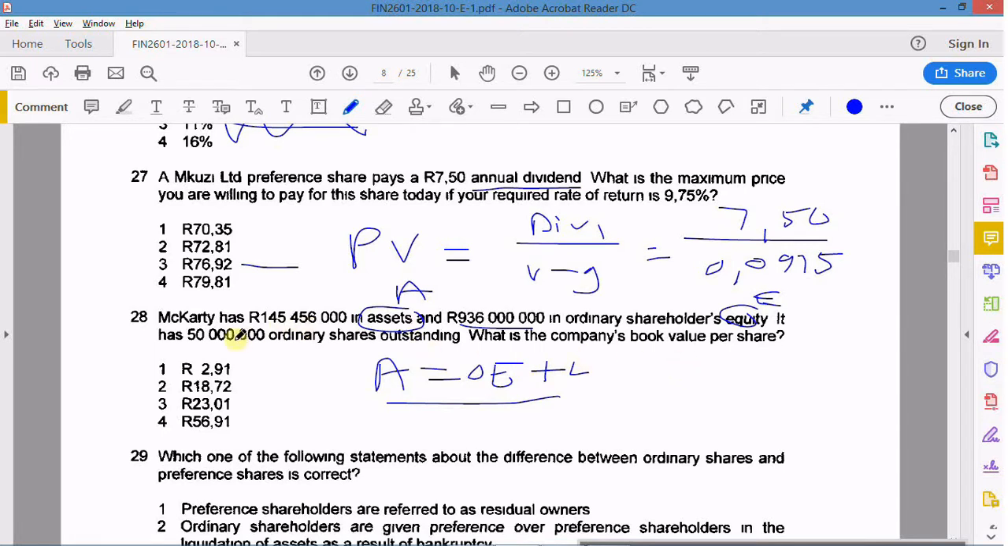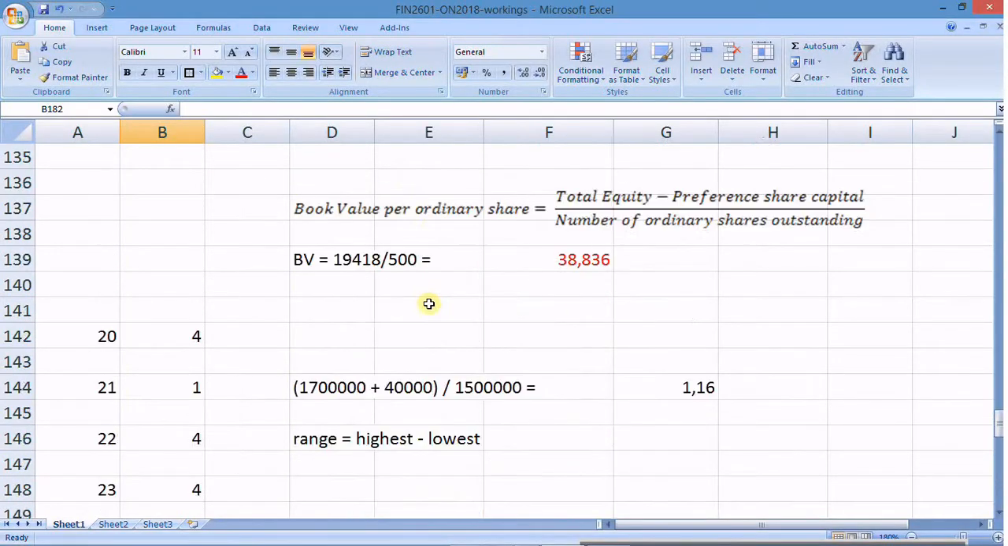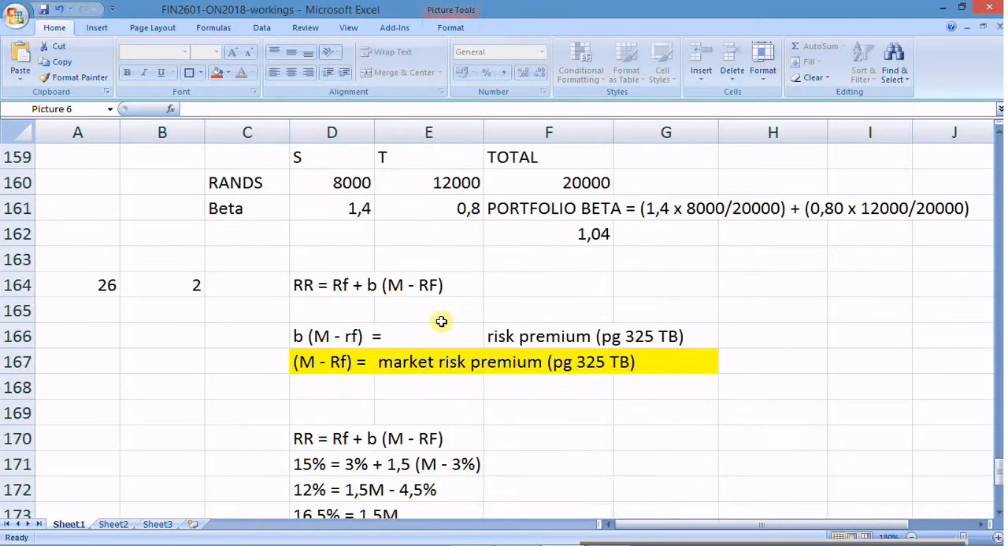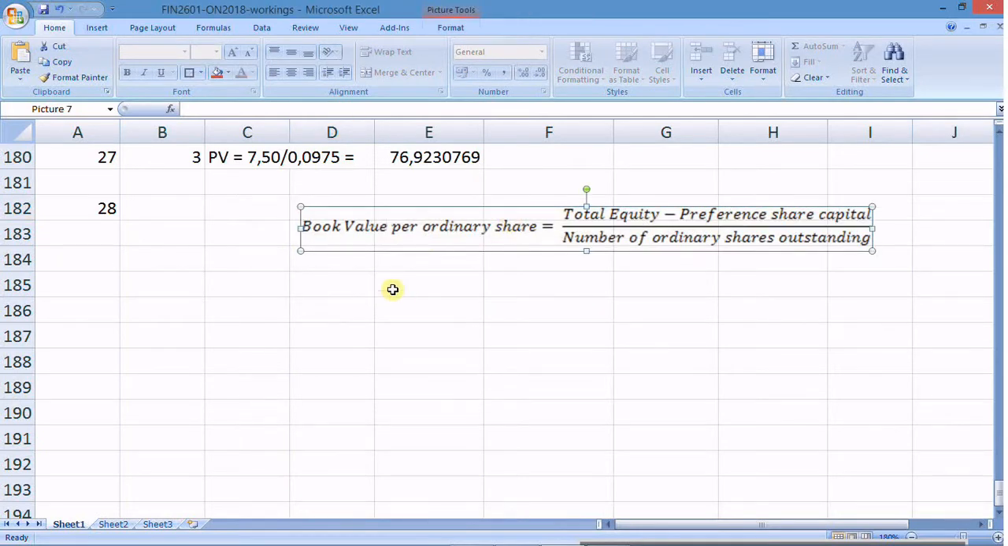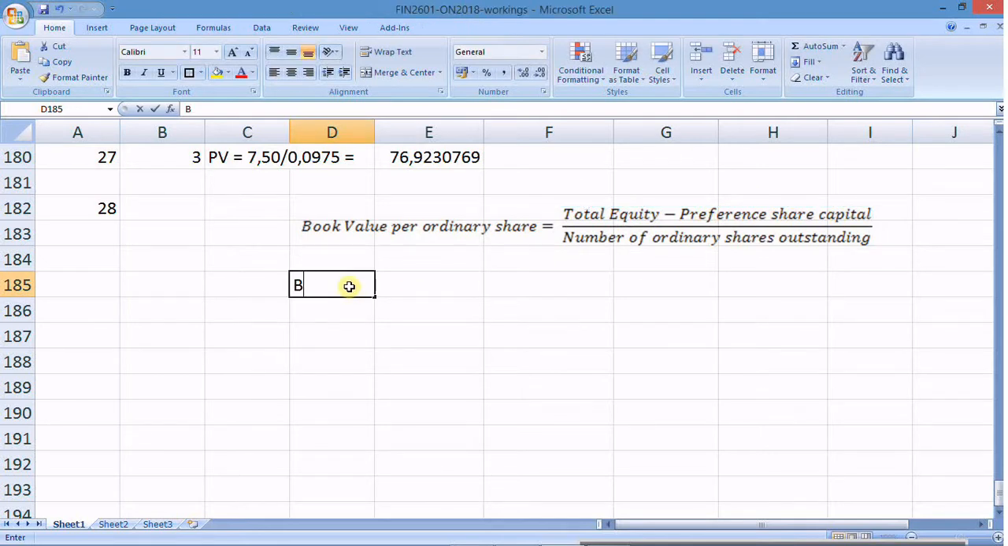It has 50 million ordinary shares outstanding. What is the company's book value? That's the important bit. As soon as you see that, write down the formula. We had book value before, I'm just going to copy it from there. So in the question, I read book value: total equity minus preference share capital. Right, so book value equals.